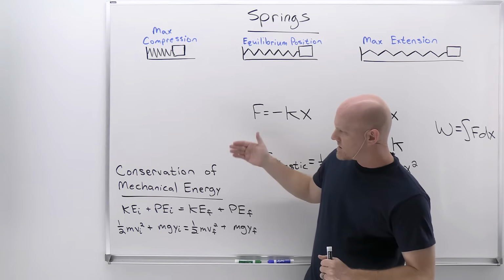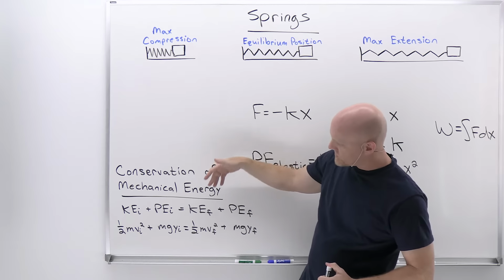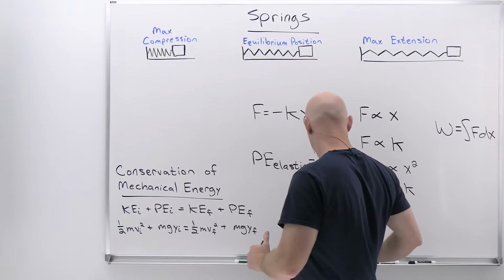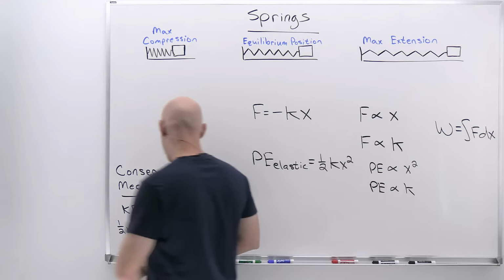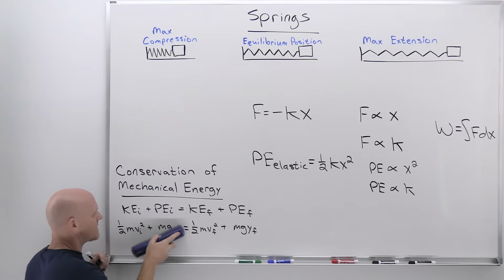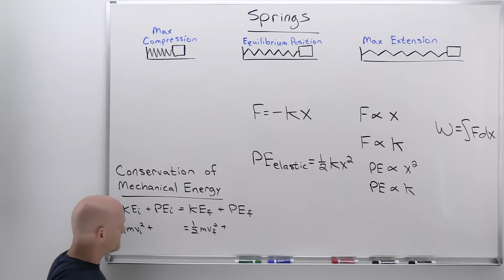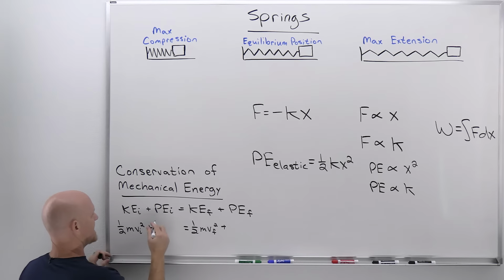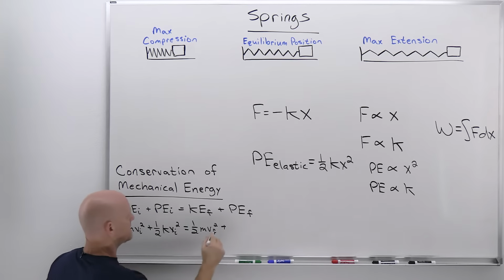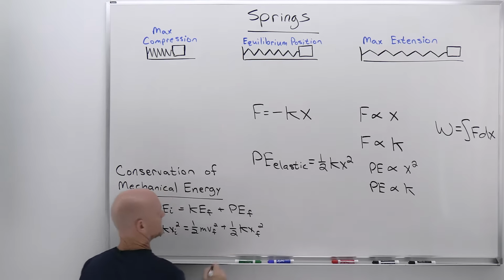So we said that for conservation of mechanical energy, the initial kinetic and potential total is going to equal the final kinetic and potential total. That is still true. Now what you're going to find though is that instead of dealing with gravitational potential energy, you're going to have problems dealing with elastic potential energy in this section. So instead of mgy, we'd now have 1/2 kx initial squared, 1/2 kx final squared.